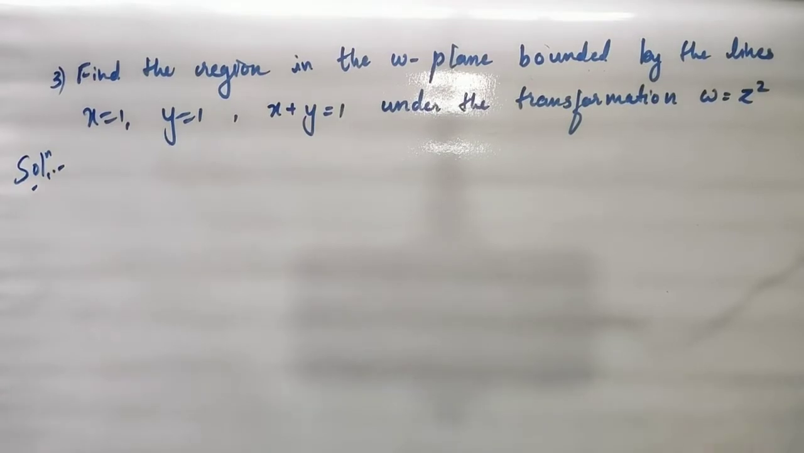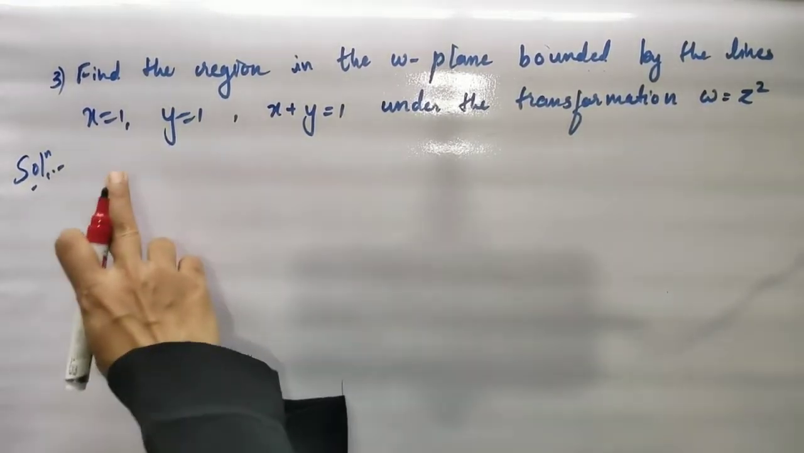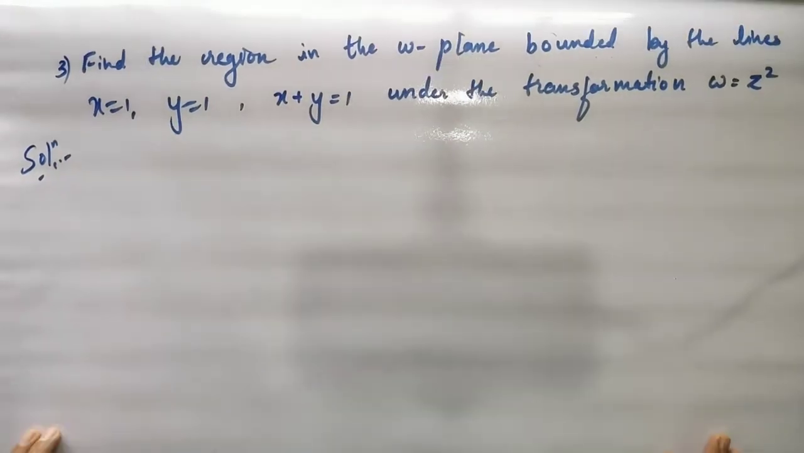Once again we have to consider the transformation W equal to z square and find the image of these lines and the region bounded by these lines. How it will be in the W plane. Let's work for that.